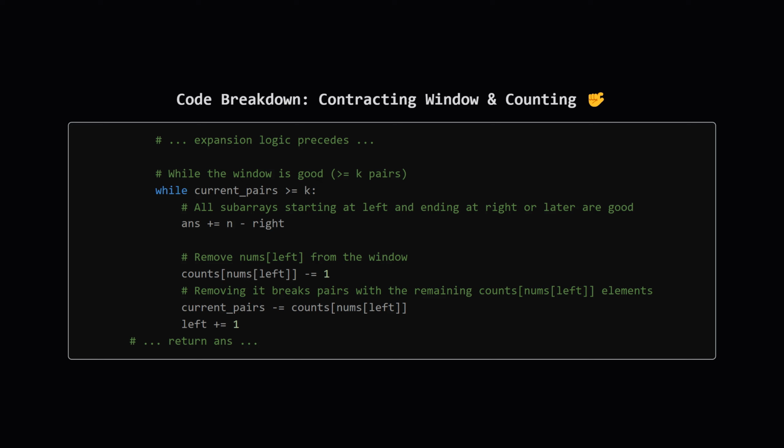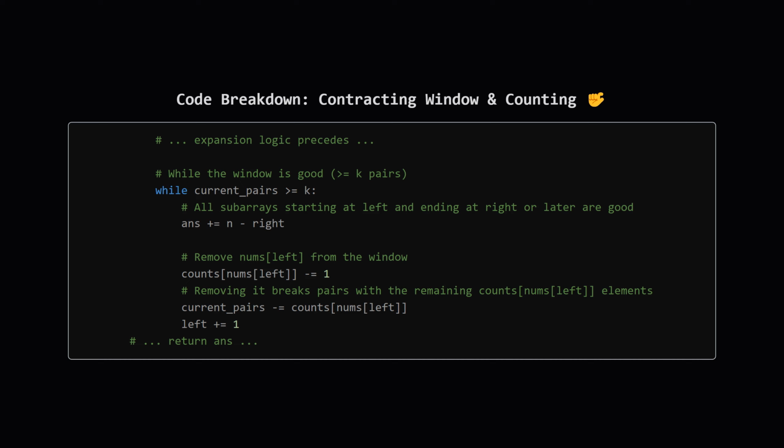Okay, right after adding the element at right, we enter this while loop. This loop runs only if our window currently has enough pairs, at least k. Inside, we first do the counting. We add n minus right to our final answer, because, as we found out, all subarrays starting at left and ending at right or later are good.